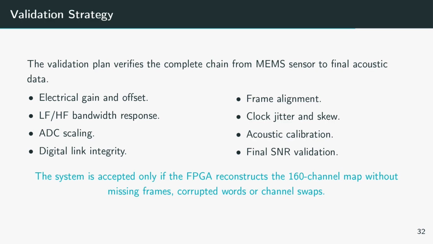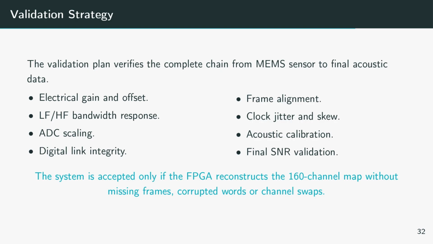The validation strategy checks the complete gain from the MEMS sensor to the final acoustic data. First, we validate the electrical gain and offset. An on-input signal is injected and the reconstructed voltage is compared with the expected value. Then we validate the LF and HF bandwidth responses. This confirms that the filters and the two sensor paths behave correctly over their intended frequency ranges. We also verify the ADC scaling to make sure that the conversion from ADC code to voltage is correct.